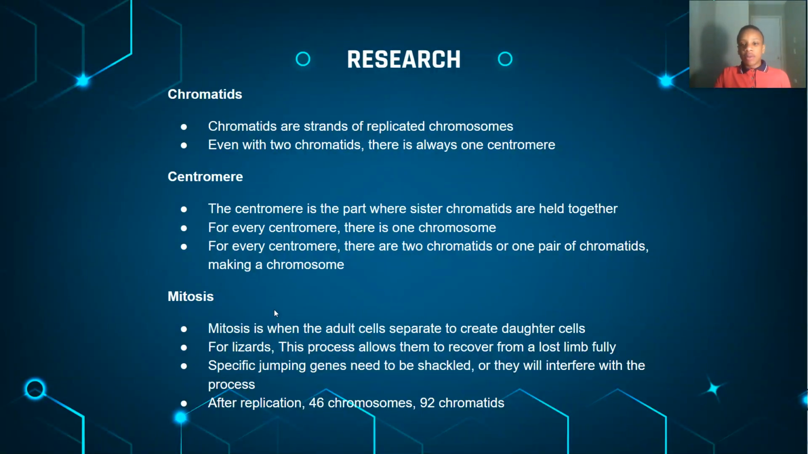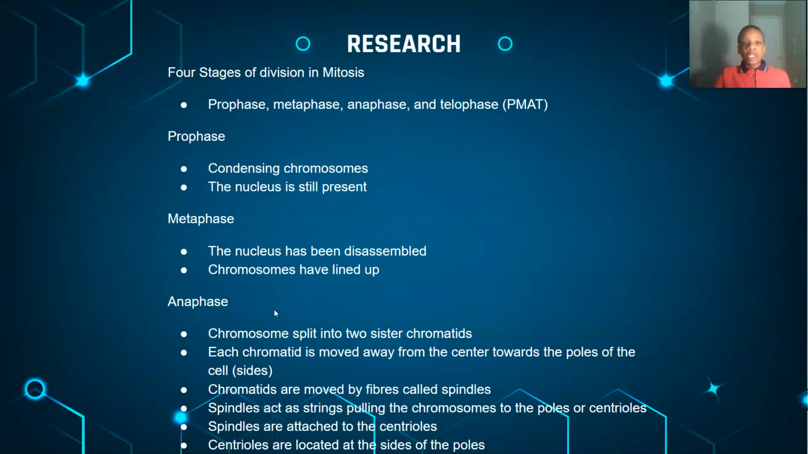Specific jumping genes need to be shackled or they will interfere with the process. After replication, 46 chromosomes are created and 92 chromatids. There are four stages of division in mitosis, and these stages are known as PMAT: prophase, metaphase, anaphase, and telophase. Prophase is condensing chromosomes. The nucleus is still present.